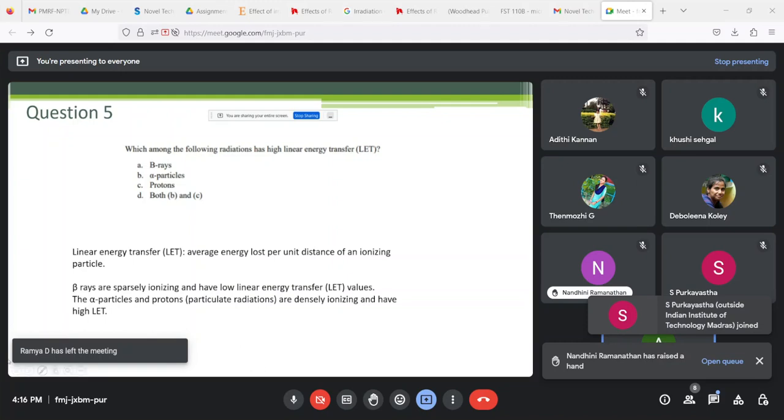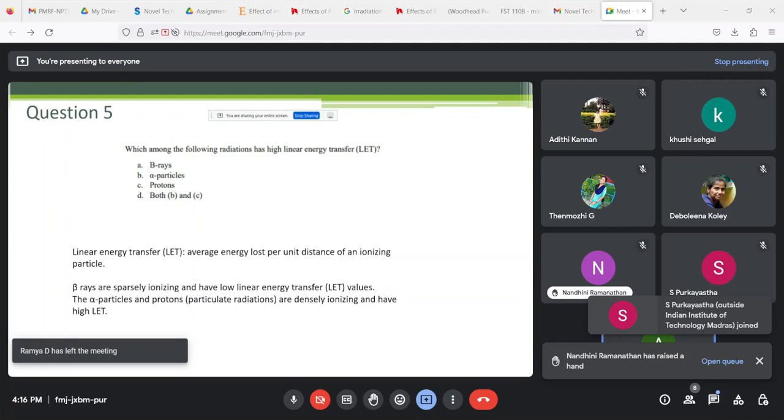Alpha particles have two positive charges, protons have a positive charge, so these are all very large particles that we are dealing with when compared to beta rays. So, since their mass is also higher, it is very densely ionizing and it has a very high LET as well. Generally, we see that the higher the mass of the particles that you are ionizing, the higher is the LET, which means lower is the penetration depth.